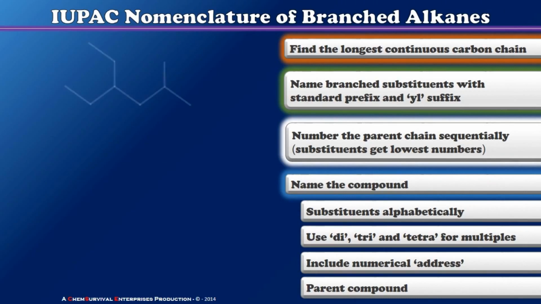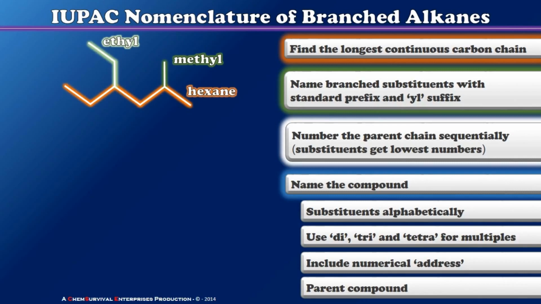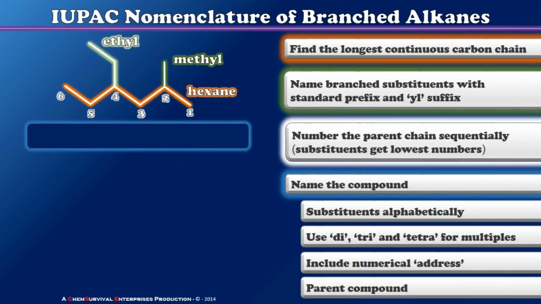Let's try another one. How about this compound? Well, here I have a hexane, 6 carbons long, which has an ethyl substituent and a methyl substituent. Now I need to give the addresses to my substituents. I'm going to number it in such a way that I have a 2,4 substituted compound. If I went the other way, naturally I would have a 3,5, and that's going to give me higher numbers. So I would call this a 4-ethyl-2-methylhexane molecule.